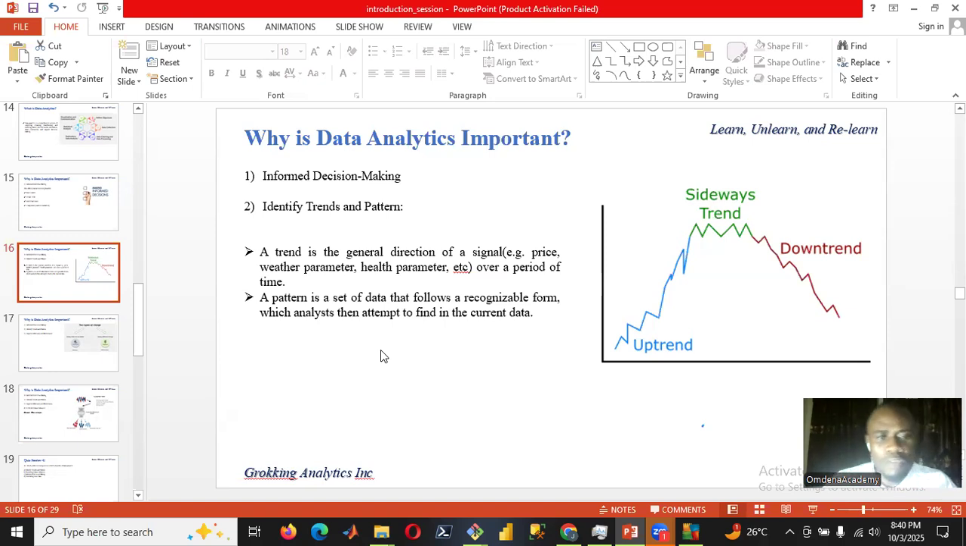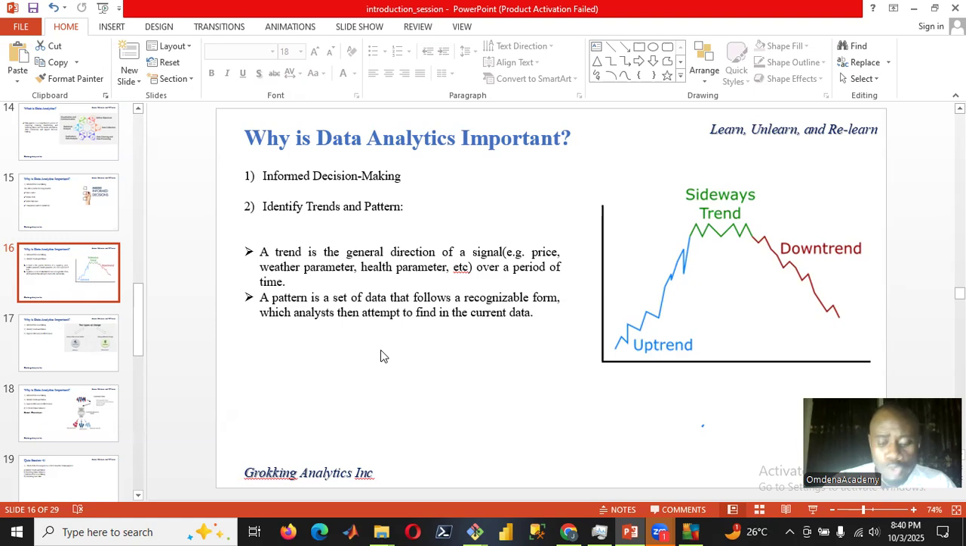So trend and pattern are actually a little bit different. A trend is more of a general direction over time. For instance, you're talking about price, or temperature, where there's weather temperature and body temperature, so temperature is not the same. You're talking about pressure and all that. So it's majorly talking about the general direction of a signal. Just a line graph, a line chart following one direction, right?